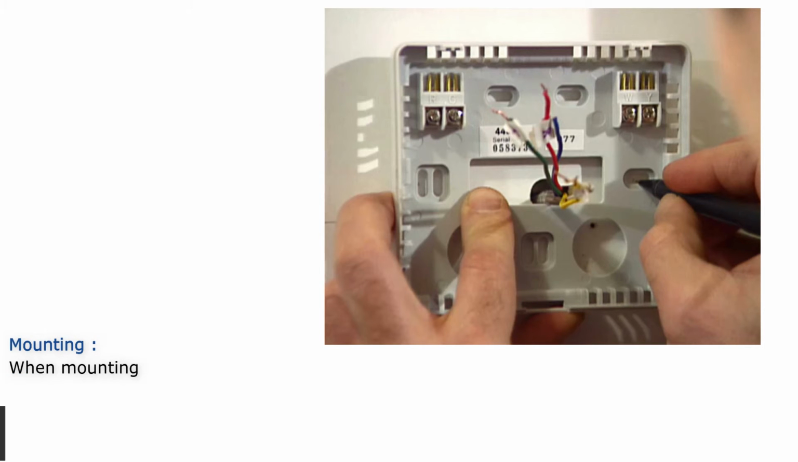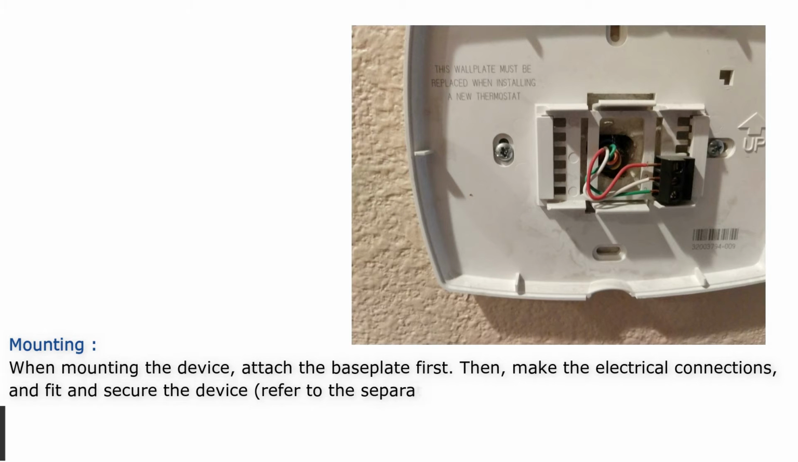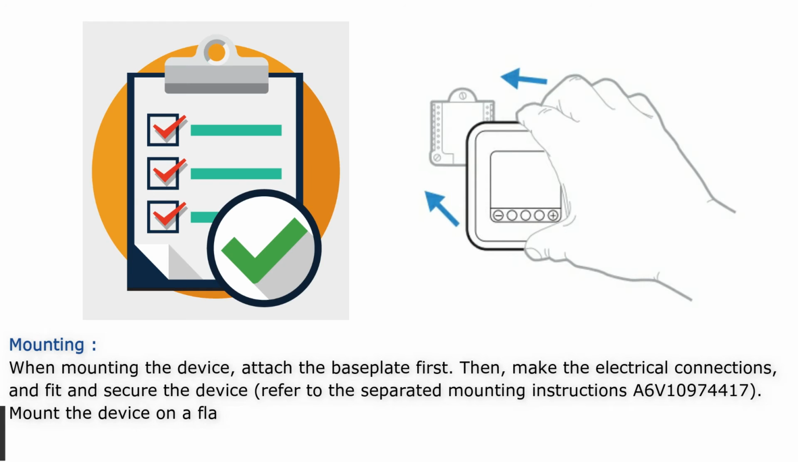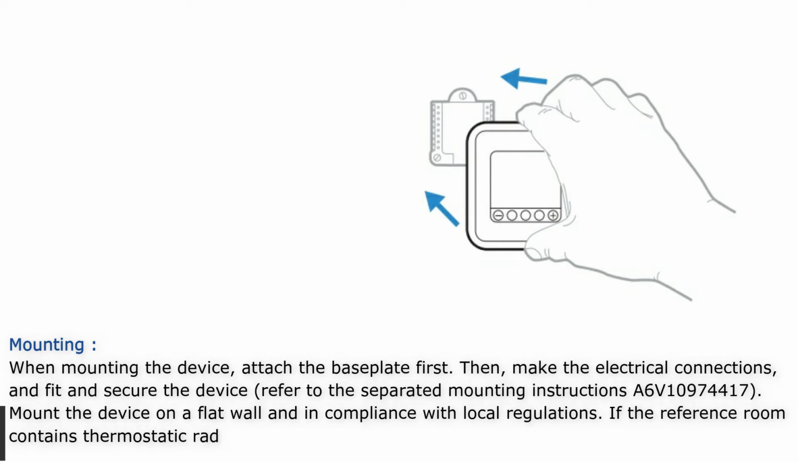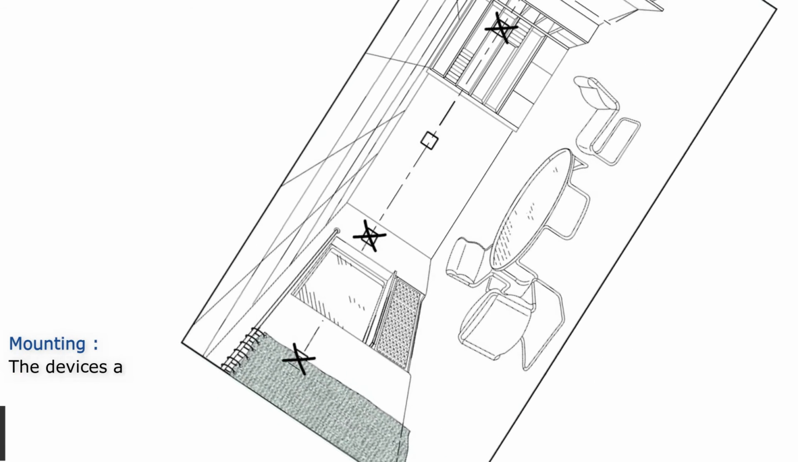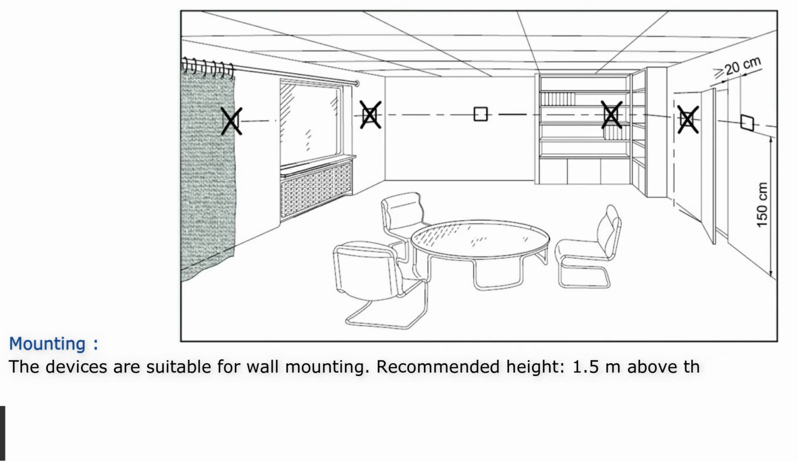Mounting. When mounting the device, attach the baseplate first. Then make the electrical connections and fit and secure the device. Refer to the separate mounting instructions A6V10974417. Mount the device on a flat wall and in compliance with local regulations. If the reference room contains thermostatic radiator valves, set them to their fully open position. The devices are suitable for wall mounting. Recommended height, 1.5 meters above the floor.